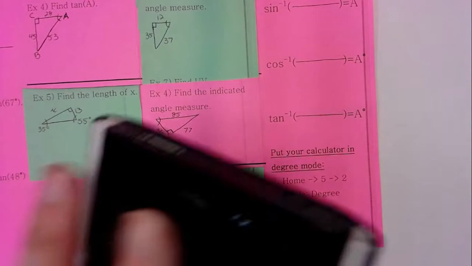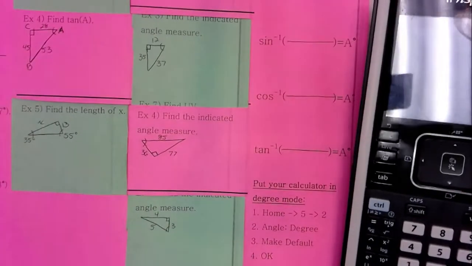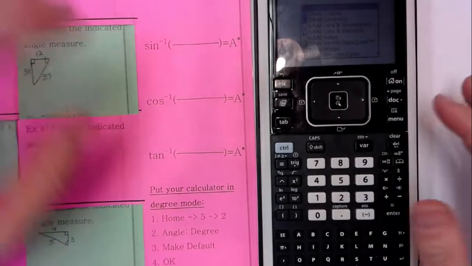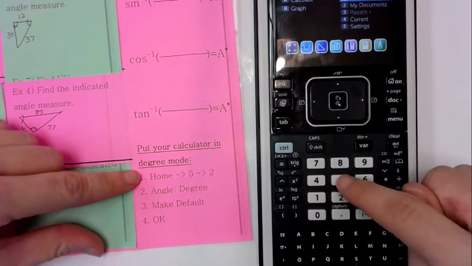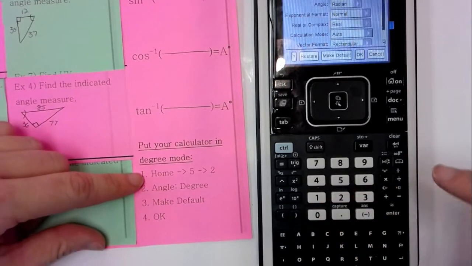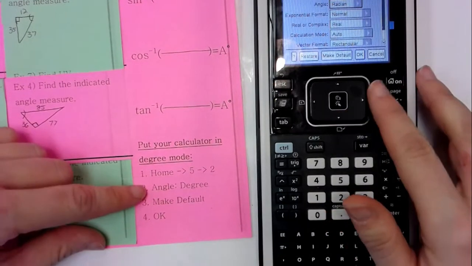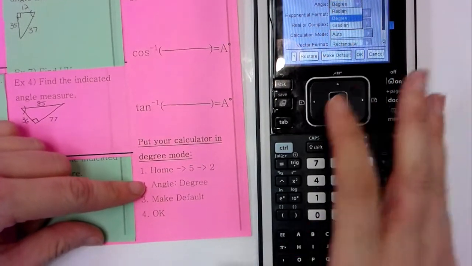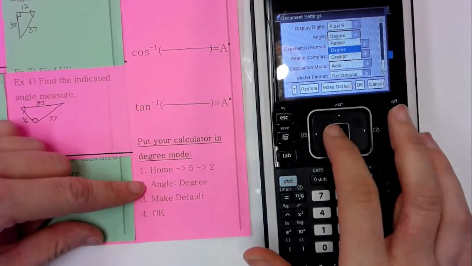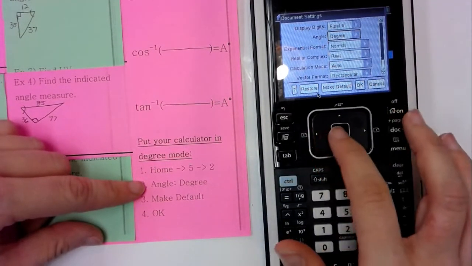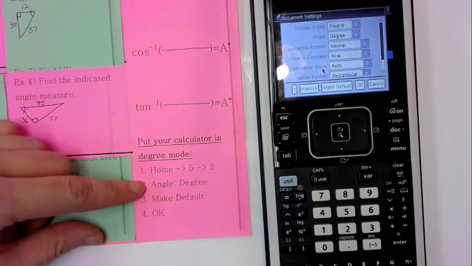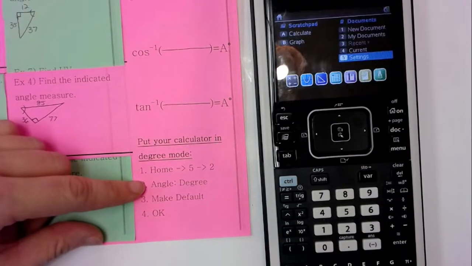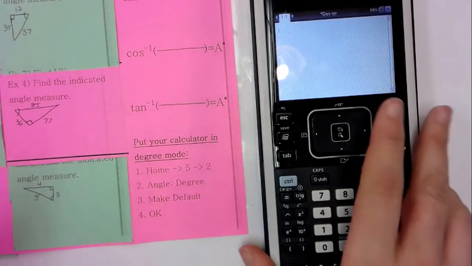We're going to go ahead and put your calculator in degree mode. And if you are not the first class of the day, then your calculator might already be in degree mode, but check anyway. So you're going to go Home, Settings, Document Settings, and change angle to degree. It's probably in radian unless somebody has already changed it for you, and then make default and put OK. And then you can go back to whatever you're doing.